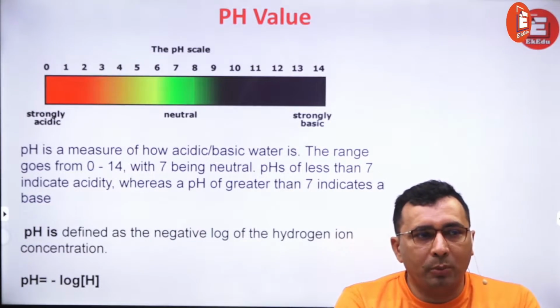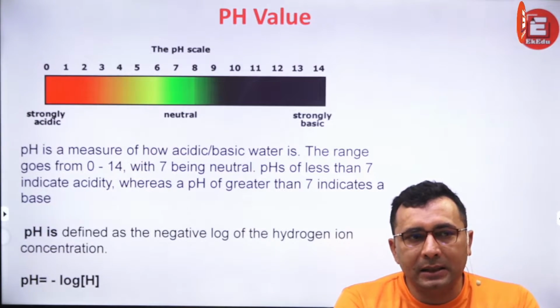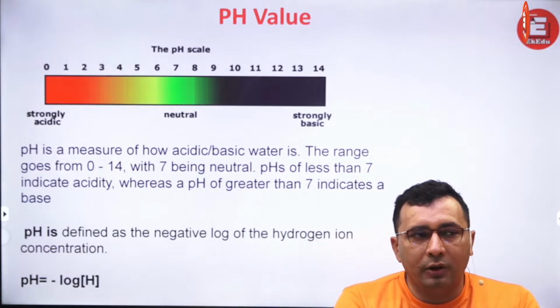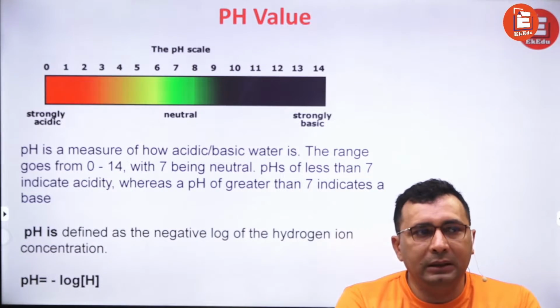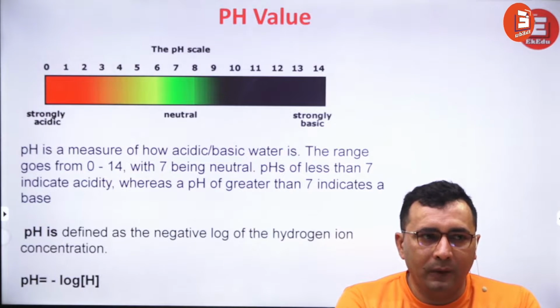pH is a measure of how acidic and basic water is. The range goes from 0 to 14, with 7 being neutral. A pH of less than 7 indicates acidity, whereas a pH of greater than 7 indicates a base.